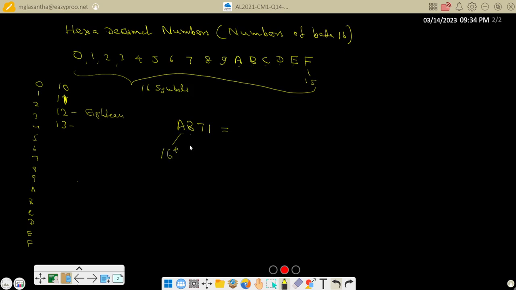The expansion is: this position is 16 to the power of 4, here 16 to the power of 3, here 2, this one 16 to the power of 1, this one 16 to the power of 0. So how do you expand this one? What is A? This is actually in decimal equivalent to 10.